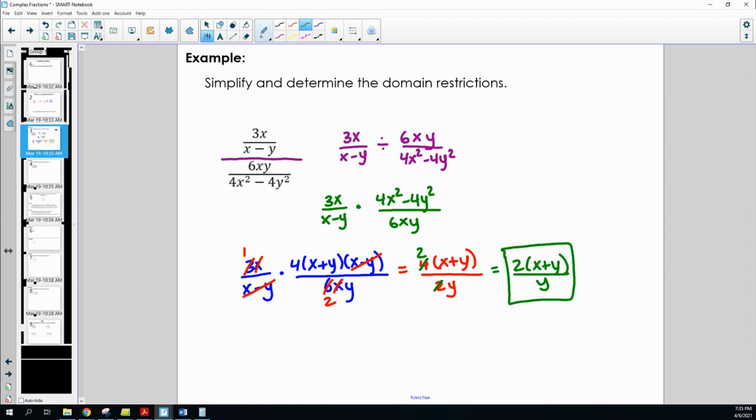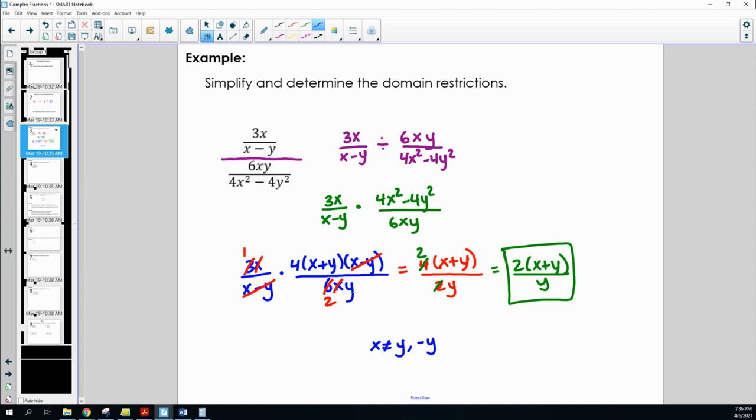And then we also want to find our domain restrictions. So we're going to set everything that was ever in a denominator equal to 0. So we're going to set the denominator of the first fraction to 0. So we'll say x cannot equal y. We're going to set the numerator of the second fraction equal to 0. So the 4 on the outside is a constant, and we can't set that to 0, so we ignore that. x plus y, we set that to 0, and we get x equals negative y. x minus y, we set it to 0, and we get y, which we already had.